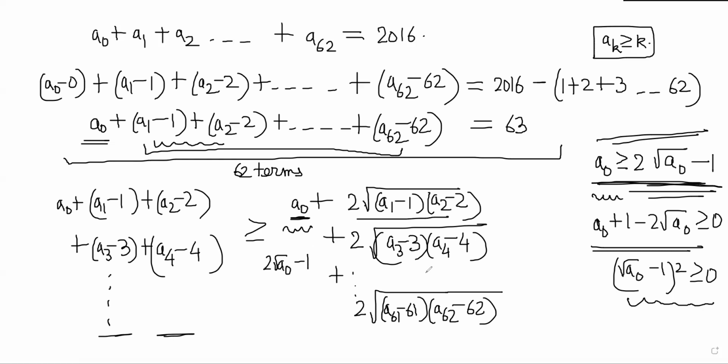Correct? Yes, sir. And now notice that this minus 1 I can bring outside here. And now what is this whole expression? Twice of root A0 plus root of this plus root of this plus root of this, right? Correct?